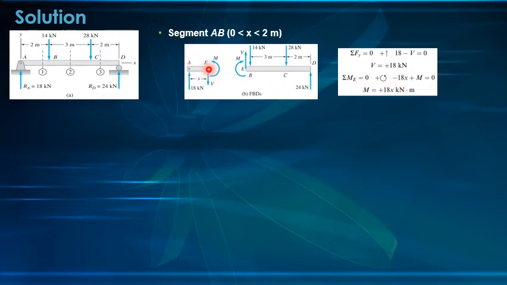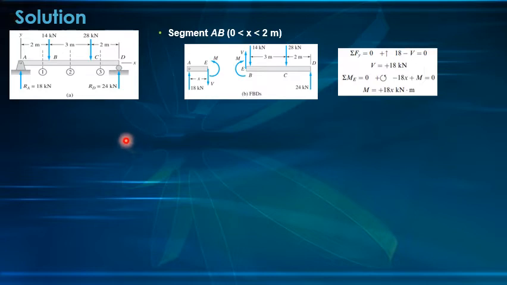So, taking counterclockwise positive at this point, we're going to have 18 multiplied by your x. That is clockwise, so negative. So, 18 multiplied by x plus your moment here. That is counterclockwise, so positive. Therefore, your moment is equal to positive 18x kilonewton meter. This is the expression for the moment at segment AB, meaning to say, from 0 to 2, this will be the equation of the moment.